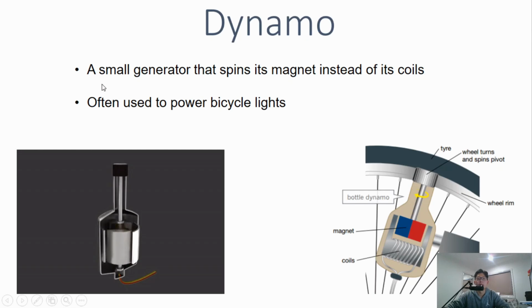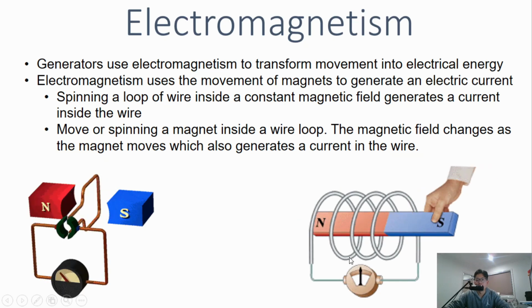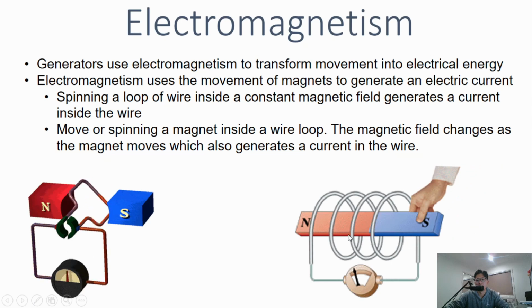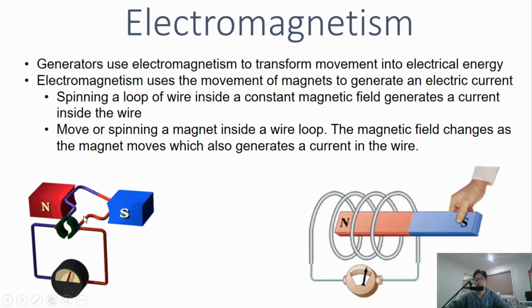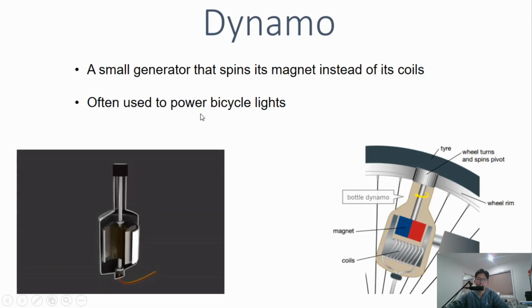So a dynamo is a small generator that spins its magnets instead of its coils. Like we saw in this image, it's one of these on the bottom right, except we've got a small magnet here and it's just spinning the magnet. Or we can see it as the same as the bottom left, but we have the magnet in the middle and the wire coil on the outside.